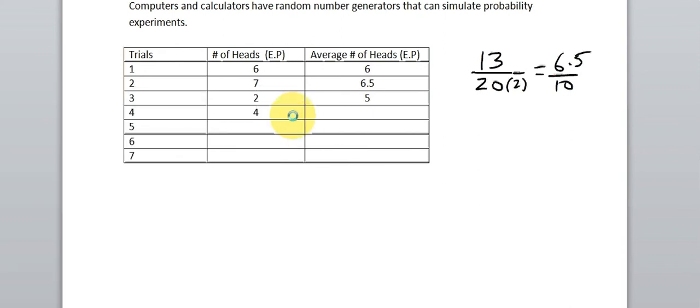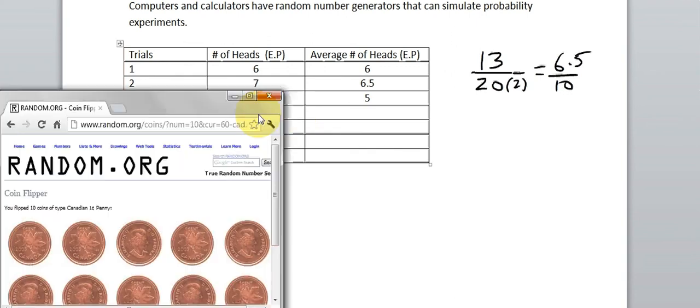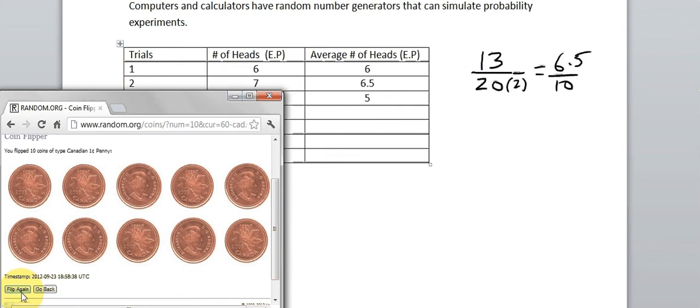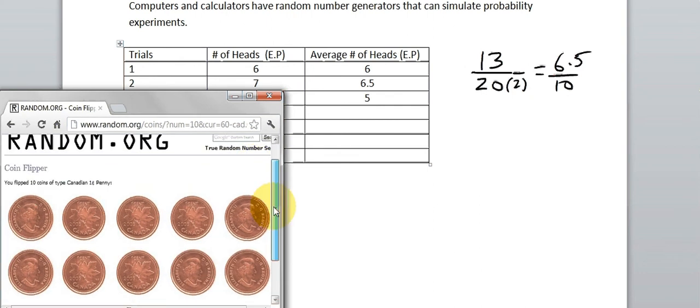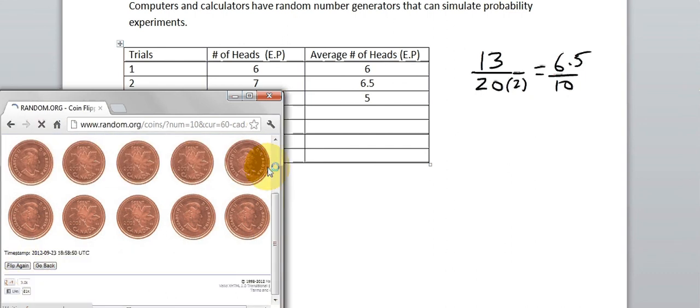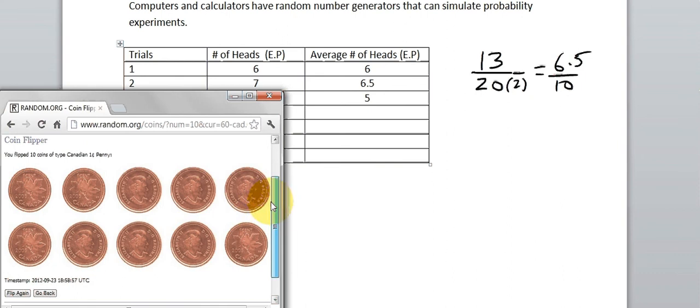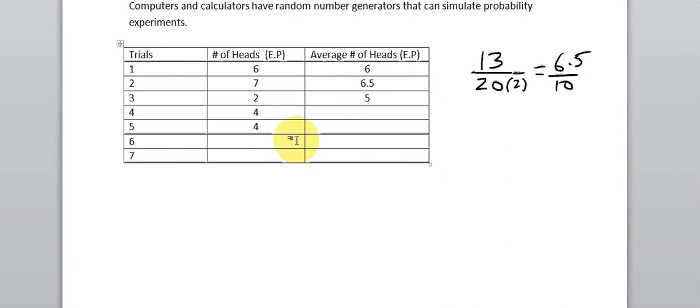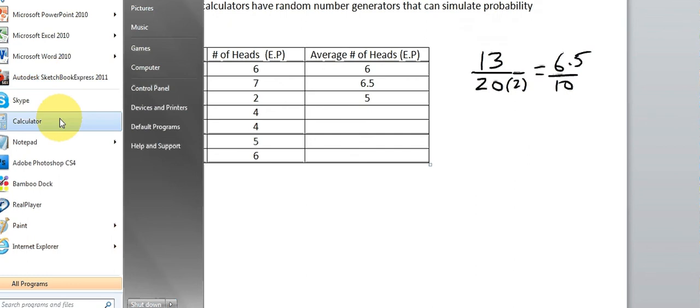Got 1, 2, 3, 4, 5, and 1, 2, 3, 4, 5, 6. Okay, so on our 4th trial, we've now flipped 40 coins, and we've gotten 19. So I'm going to do a little bit of quick calculating here. 19 heads out of 40 is 4.75. That's our average experimental probability so far.